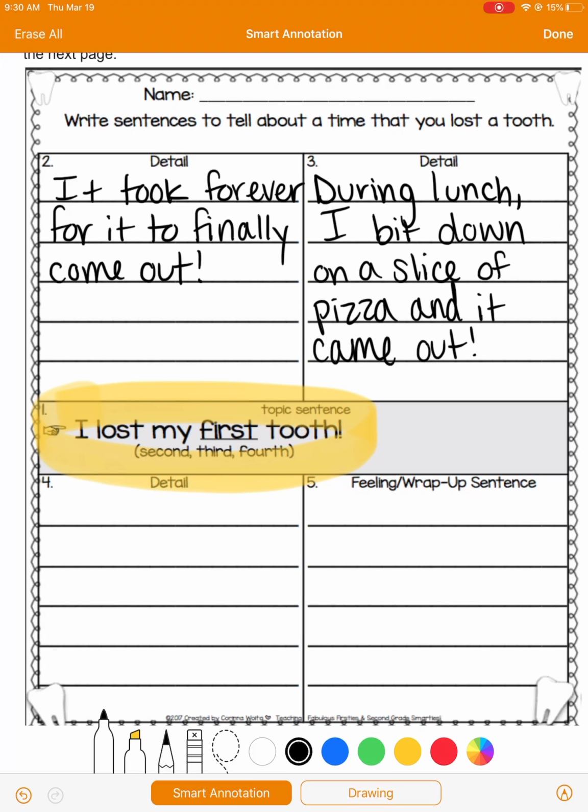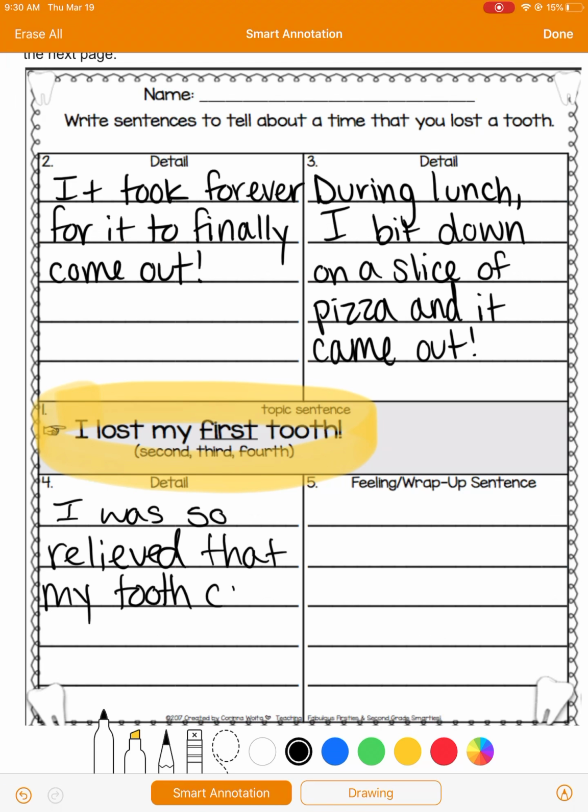Maybe in the fourth box, I want to tell you how excited I am. I was so relieved that my tooth came out. Okay, good. Now maybe right here in the second detail, we can tell the reader how we felt when it first was coming out. That's where the problem lies.